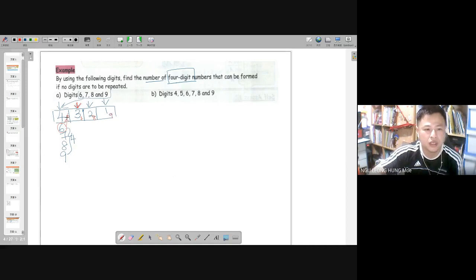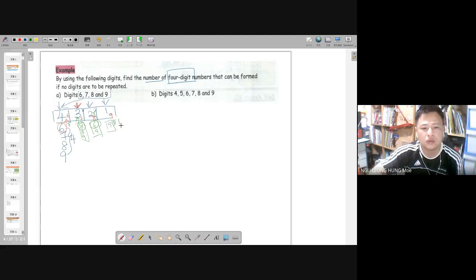Of course, if the first box is 7, then for the second box we have 8, 6, and 9. Still 3 options, you see? So let's say we fill in 8 for the second box. We still have 6 and 9 for the third. So we still have 2 options. Let's say the third one is 6. So we still have 9.